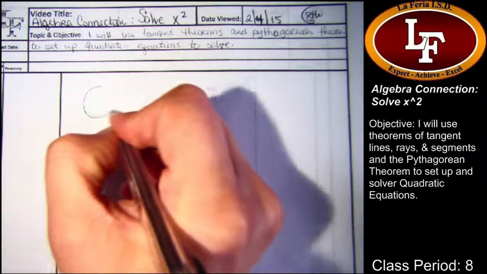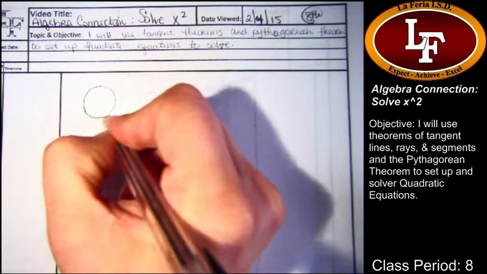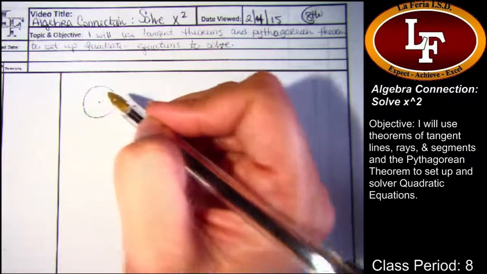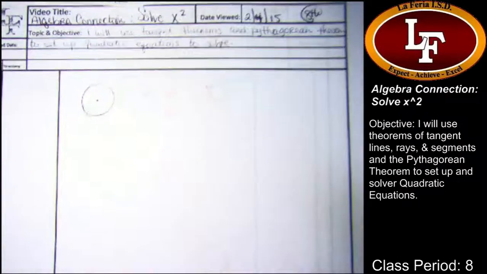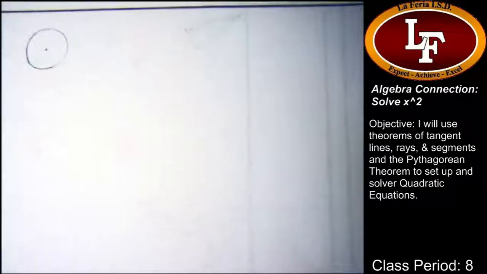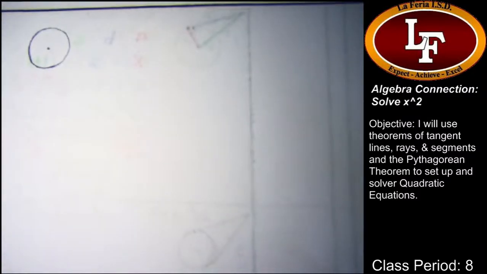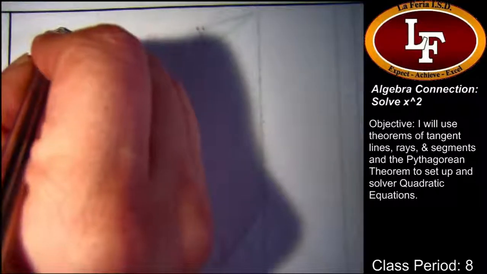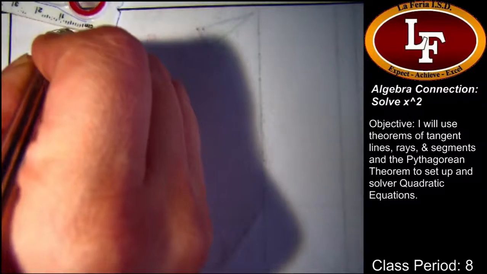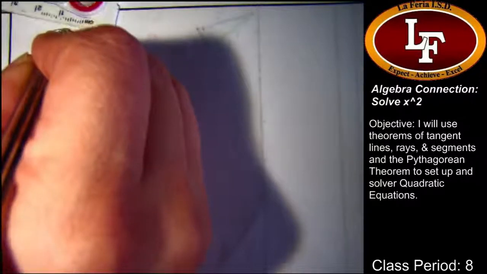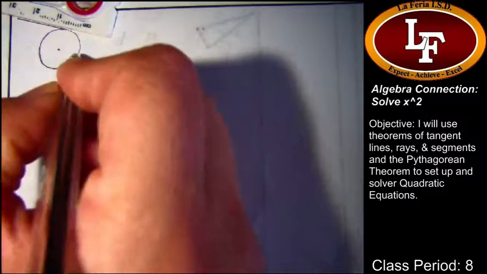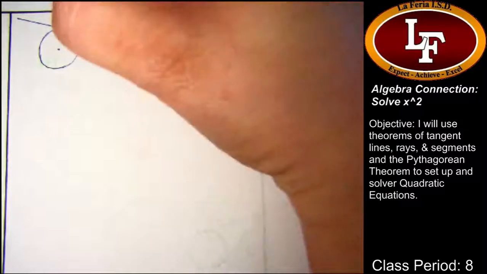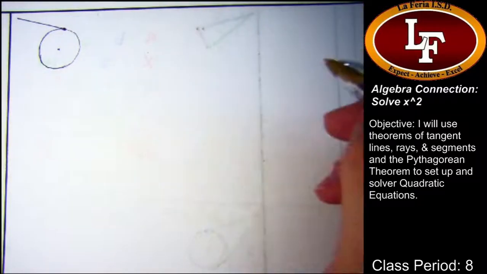Let's start with a circle. Please draw a circle on your paper. Don't make it too big. Don't make it too small. Make it just right. Okay, here we go. And I need you please to draw a tangent segment. Please remember that a tangent is just a line that touches the circle in one spot and one spot only. The spot at which it touches the circle is called the point of tangency.